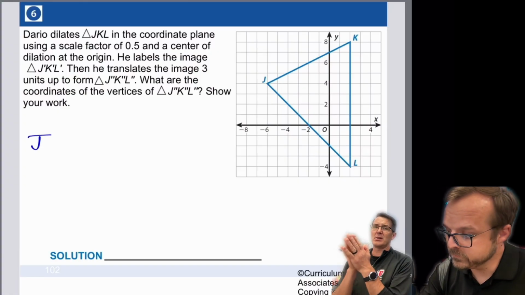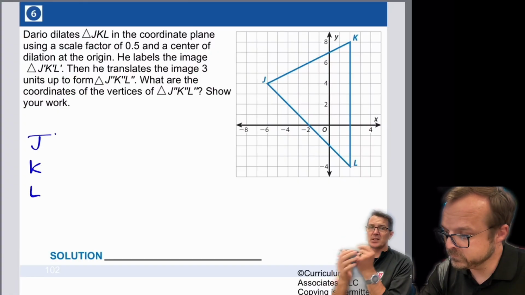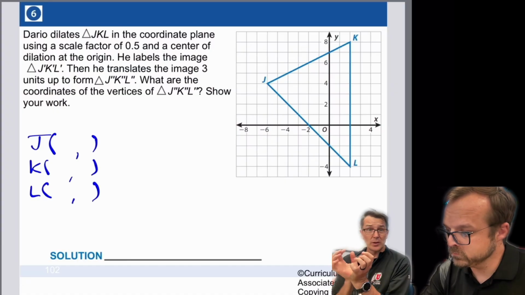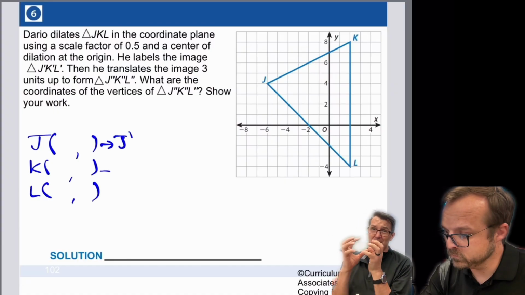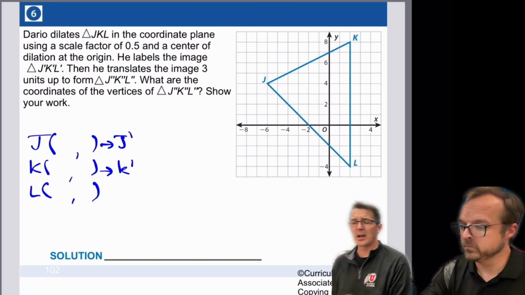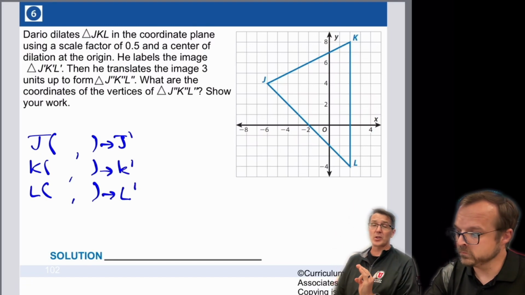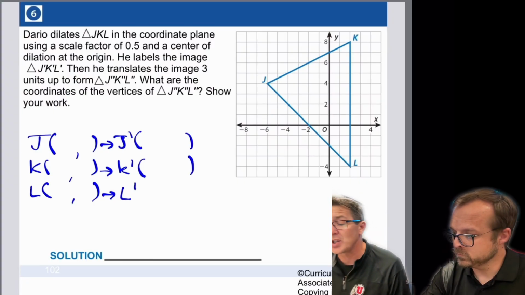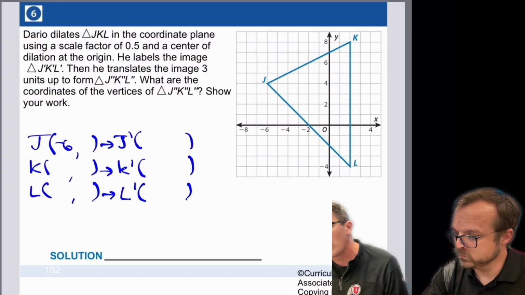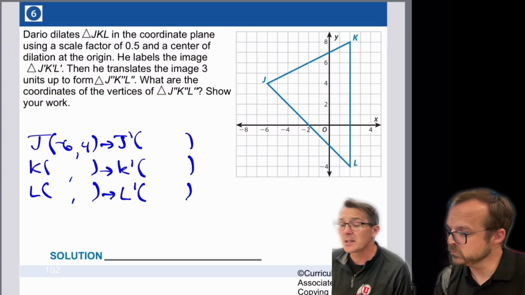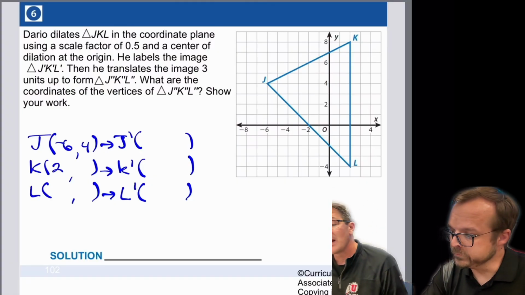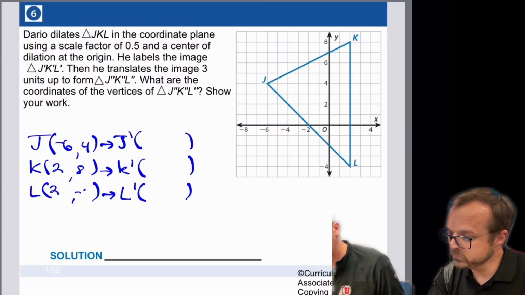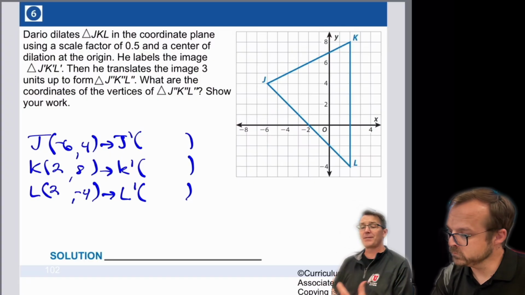Anytime you have a dilation, you need to go right to the coordinates, because the best way to do it is by just using the rule. So instead of doing it on the graph, we're just going to write down the original ordered pairs and go from there. J is at -6, 4. K is at 2, 8. And L is at 2, -4. Now above that, I'm going to write that first rule.